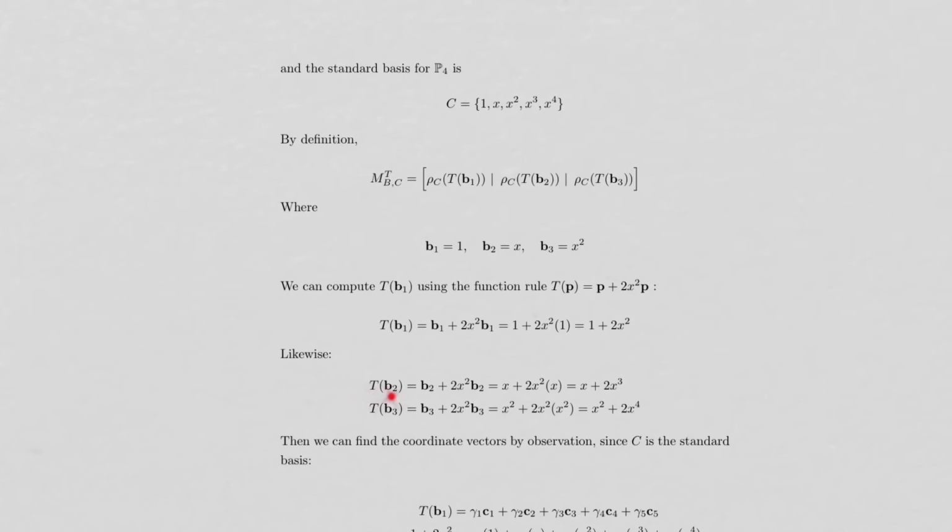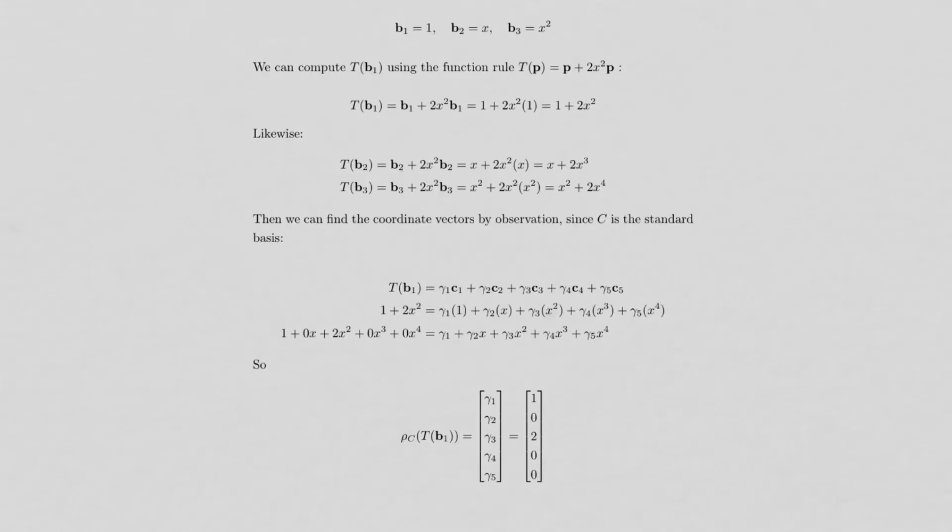Similarly, T of b2 is here. Well, b2 is x, so I get x plus 2x squared times x, or x plus 2x cubed. b3 is x squared, so I get x squared plus 2x squared times x squared, which is x squared plus 2x to the fourth. So here's the image of b1, the image of b2, and the image of b3. Next, I want the coordinate vectors of these images relative to the basis C.